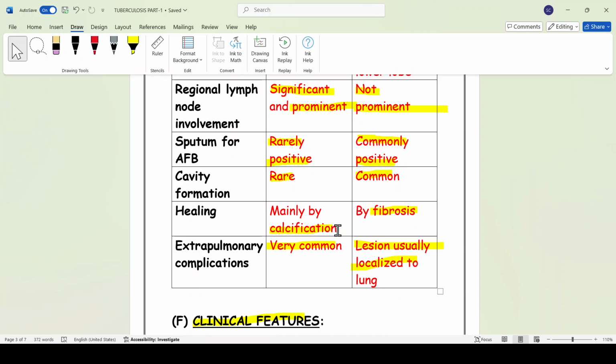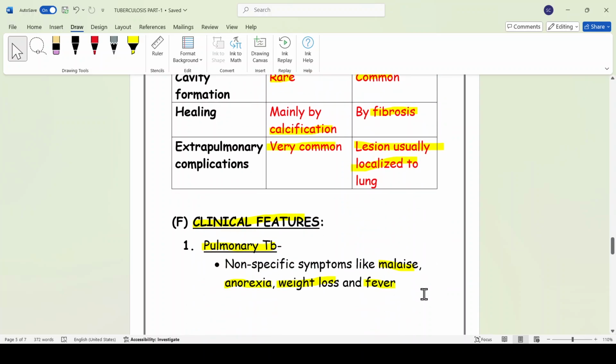The extrapulmonary complications: in case of primary TB, mainly the lungs are involved. So very commonly there are chances of it being spread to the other organs also, leading to extrapulmonary complications. Whereas in case of secondary TB, the lesion is usually localized to the lung. The latent stage was present in the lung. The infection is usually confined to the lungs only.